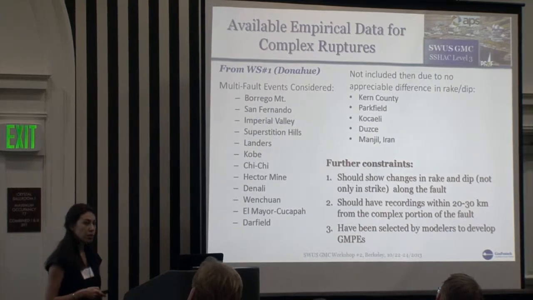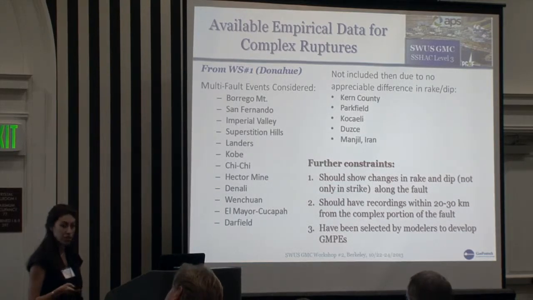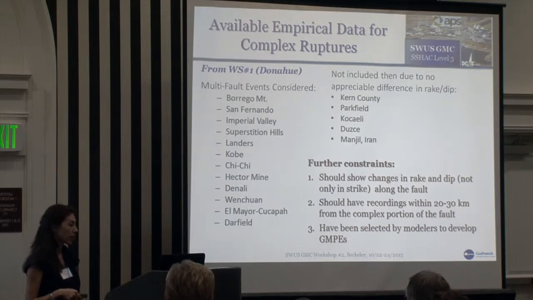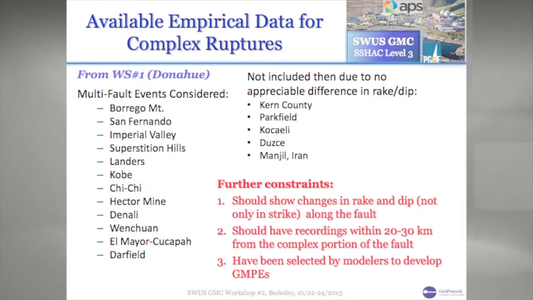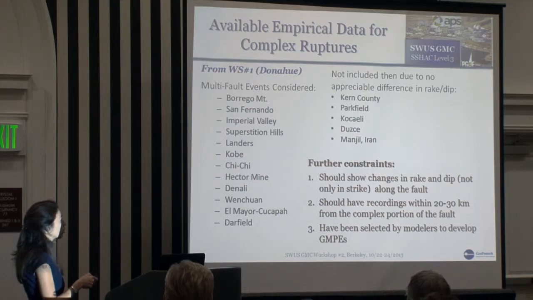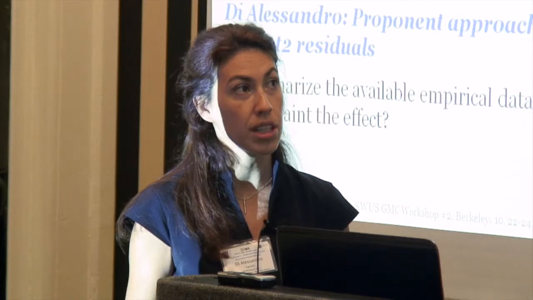So for the people who attended workshop one, this was an excerpt of the presentation that Jennifer presented. She was going over the available empirical data for complex ruptures. This is the list of all the events recognized with complex ruptures, so with multi-faults, and she also disclosed the events that were not included in the analysis due to no noticeable difference in rake or dip.